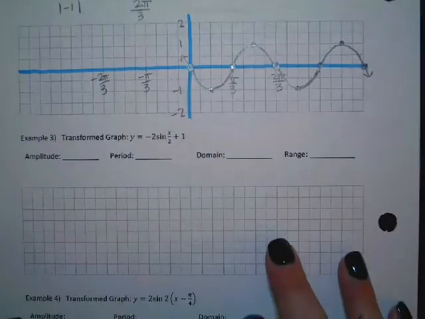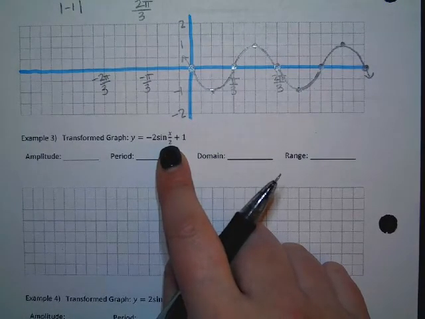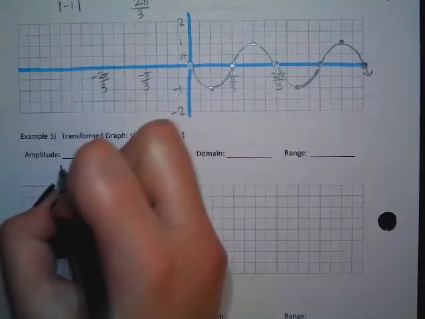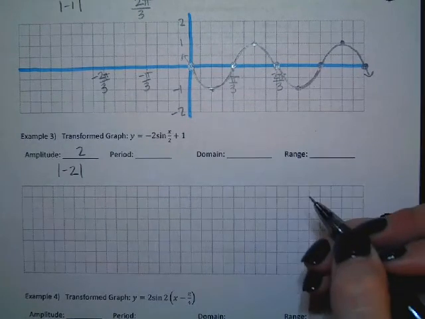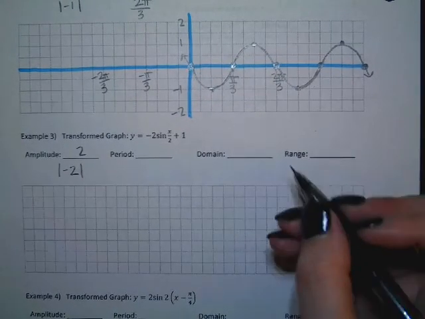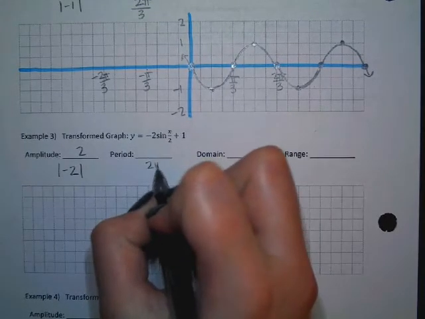Okay, so next they have a little bit more in terms of the transformations for us. So we have a negative 2 in the front, so the absolute value of negative 2 is positive 2. So this graph is going to have an amplitude of 2. It says x divided by 2, so we're going to have a 2 pi.